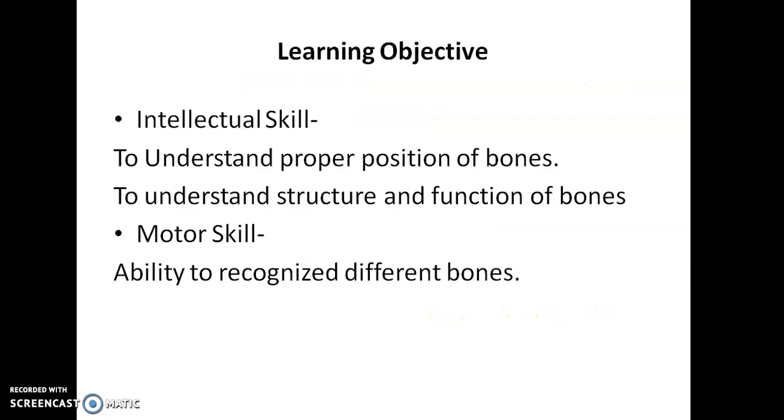The learning objective behind this experiment is intellectual skills, to understand the proper position of bones, and also to understand the structure as well as the function of bones. In motor skills, we are able to recognize the different bones. These are the learning objectives of this experiment.